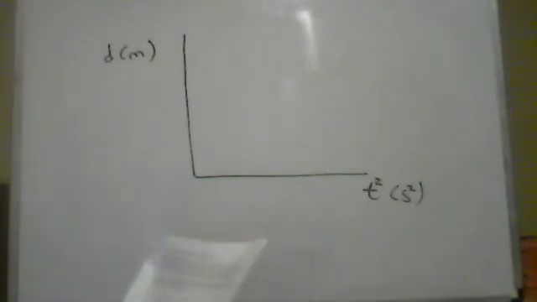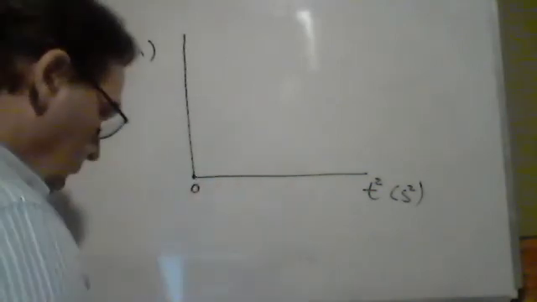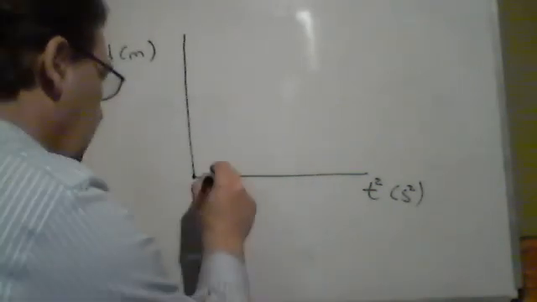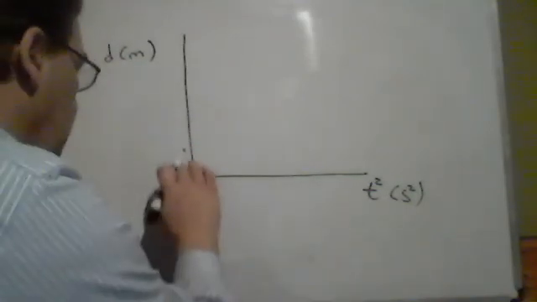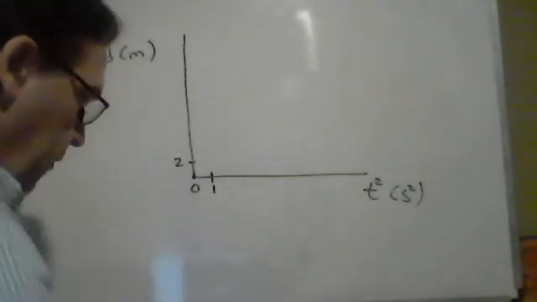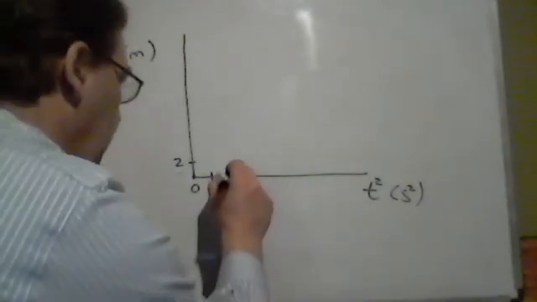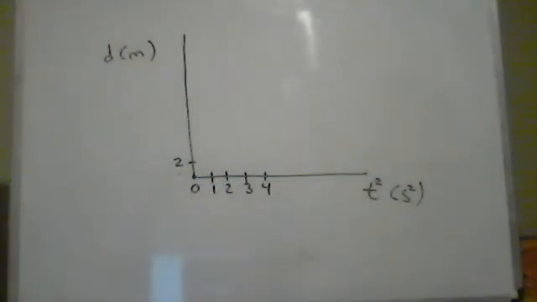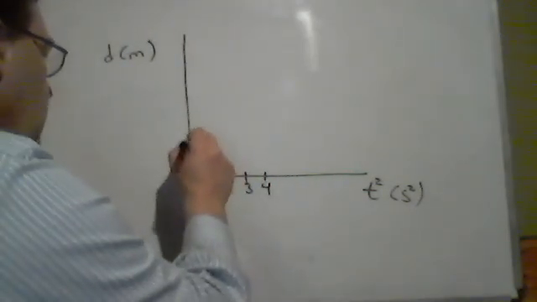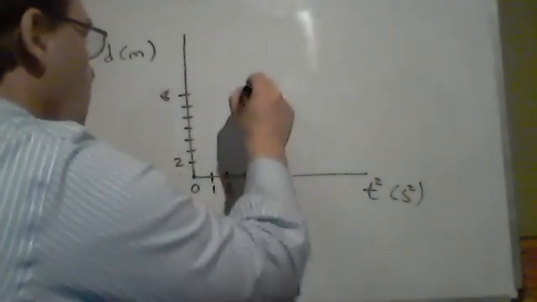And you'll notice when you do that, you'll get 0, 0. I'll give you an example. For time 1 second, 1 squared, the corresponding distance is 2. For the third row, you won't get there until 4. Why? Because 2 squared is 4. And notice that at 4, your corresponding distance is going to be 8. 3, 4, 5, 6, 7, 8. And you'll put a point right there.